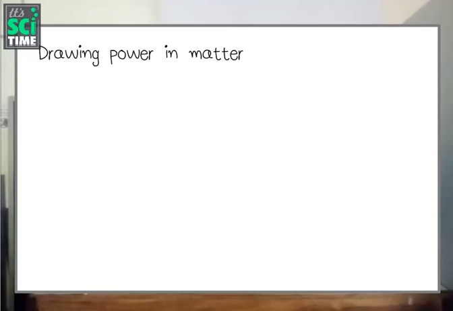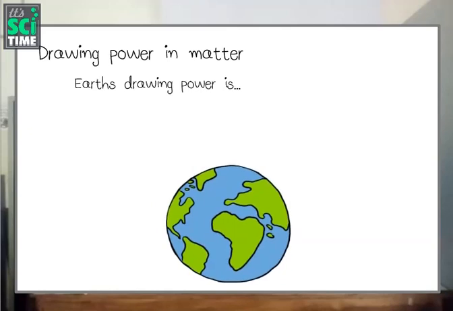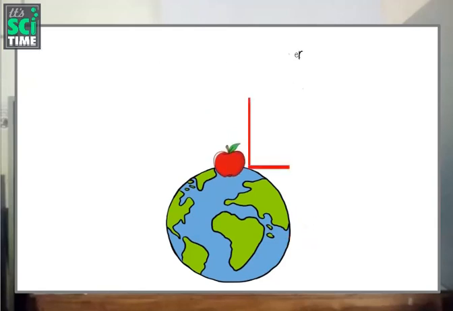The sum of the drawing power in the matter of the earth must be in the earth's center, not in any side of the earth. Therefore, this apple falling perpendicularly, towards the center, if matter draws matter, it must be in proportion to its quantity. It must be a force.